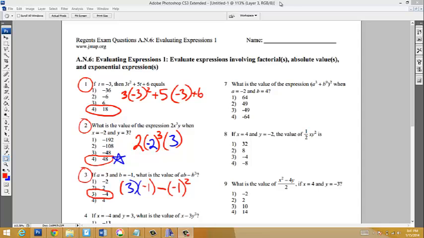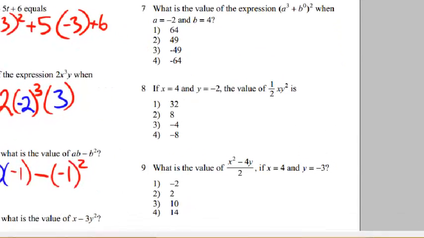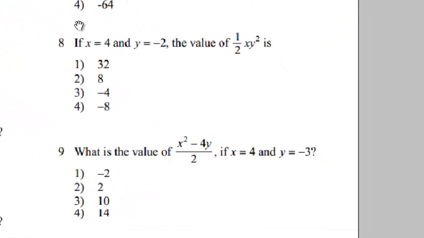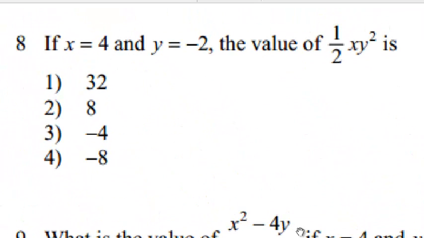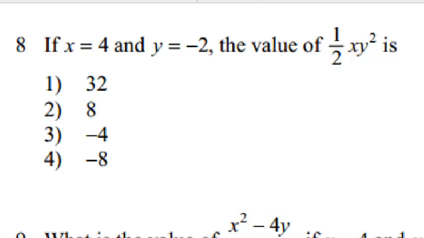Let's take a look at questions 8 and 9 on this evaluating expressions worksheet. So I can see that both 8 and 9 involve division. And I can see that number 8 says if x equals 4 and y equals -2, the value of 1/2 xy squared is what? So let's write this out. That's going to help me sort of organize my thoughts and see how to best tackle this.